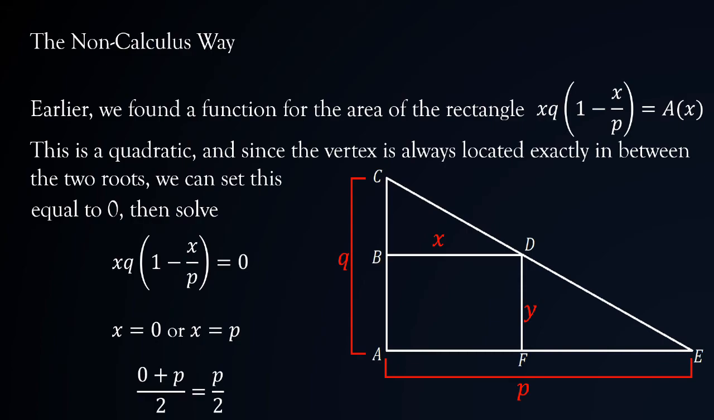Now, if we insert x equals p over 2 back into the equation for y, we will get q over 2 as the length for y. Again, this is exactly the same answer as we got by calculus. So this is the solution to this question.